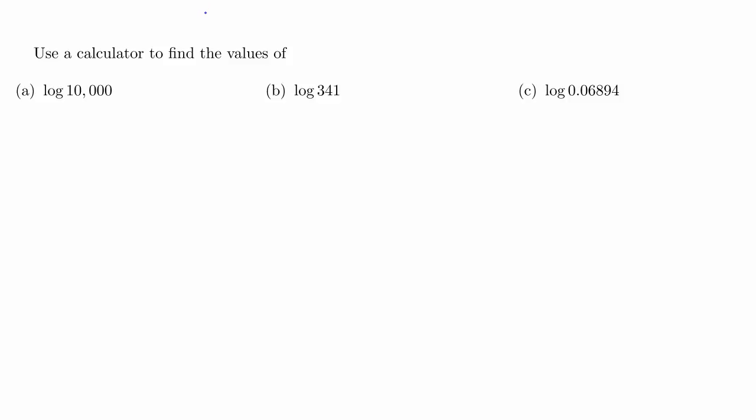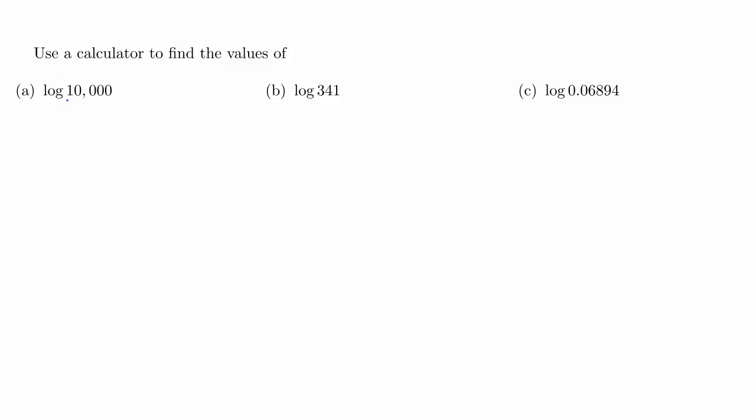Hello. In this example, I want to use a calculator to find the values of log of 10,000, log of 341, and log of 0.06894. Before I use the calculator though, I want to look at this just a little bit more carefully. Because it's log without a base, that base is assumed to be 10. This is the common logarithm.